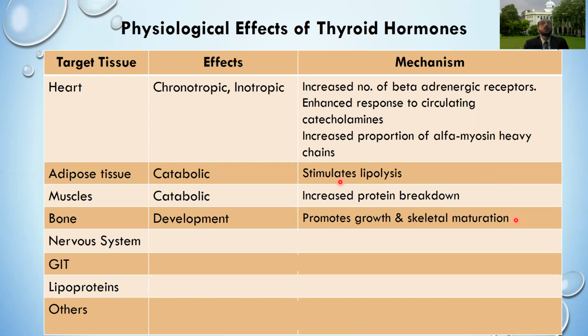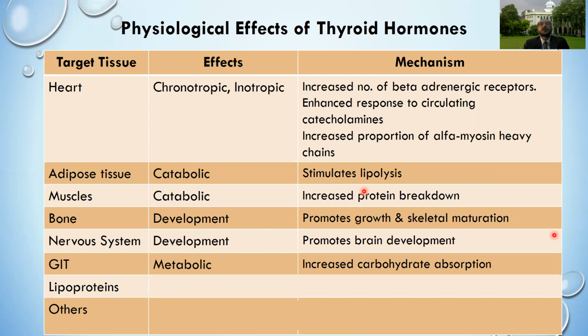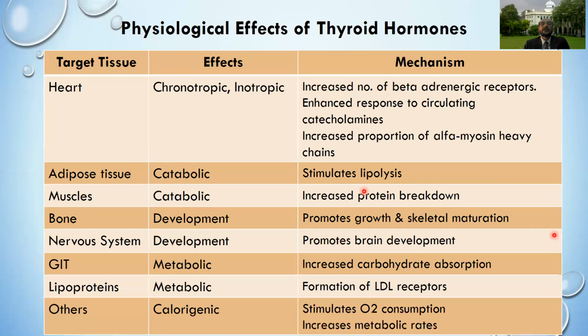Also, they are important for neurodevelopment. They promote brain development. So if these hormones are deficient during the initial part of life, where maximum brain development takes place, one can imagine that there would be neurodevelopmental disability. This also causes increased carbohydrate absorption through the gut and the formation of LDL receptors, and they produce calories by stimulating oxygen consumption and increasing metabolic rate.